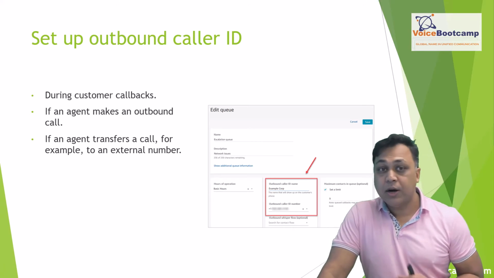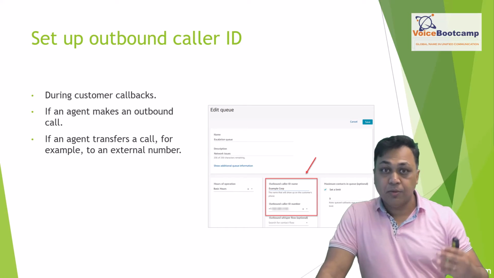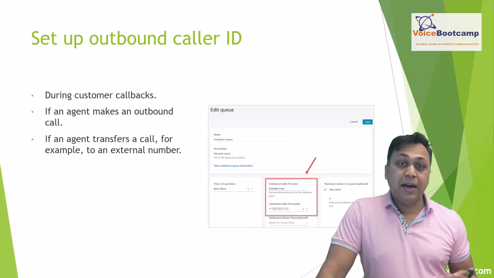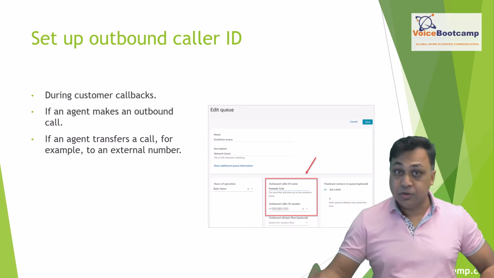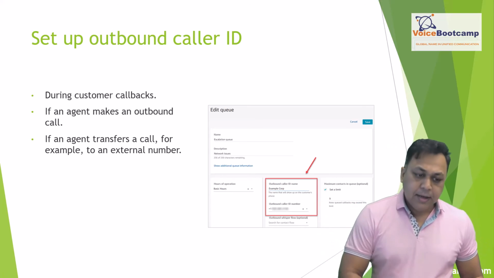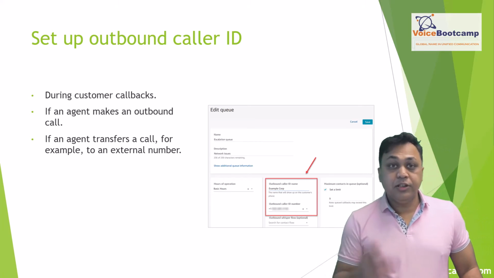The reason you want to do that is that sometimes you make calls to customers or potential prospects and they do not recognize the number. They may end up flagging your number as spam, which may end up costing you business in the long term. Now, this outbound caller ID can usually be set on the queue.